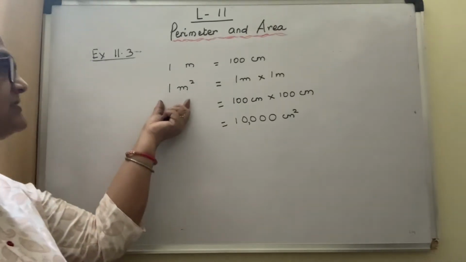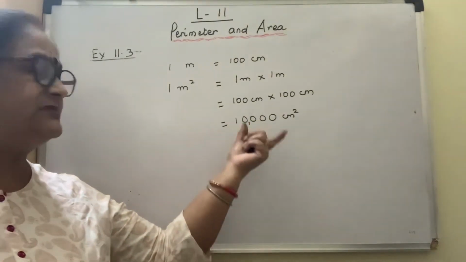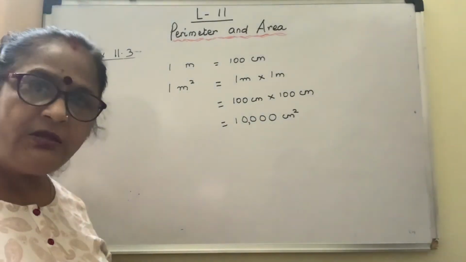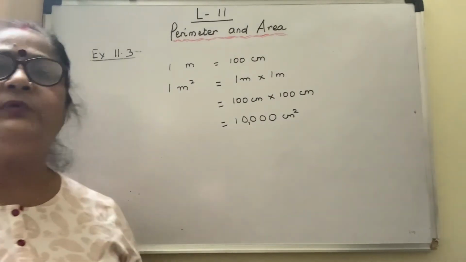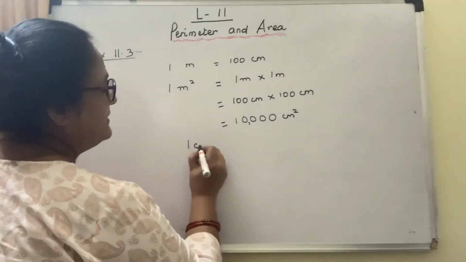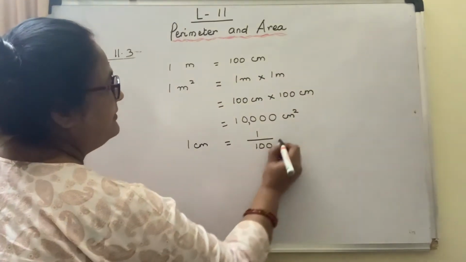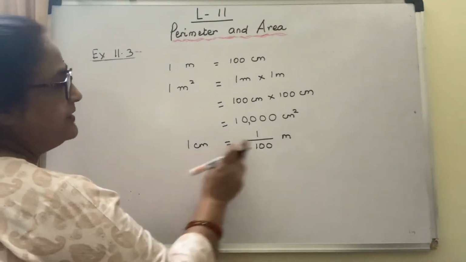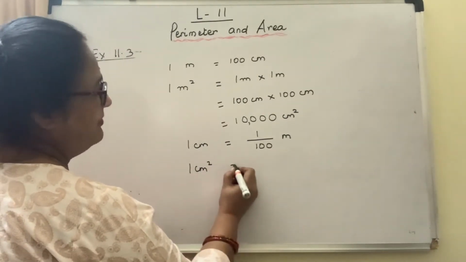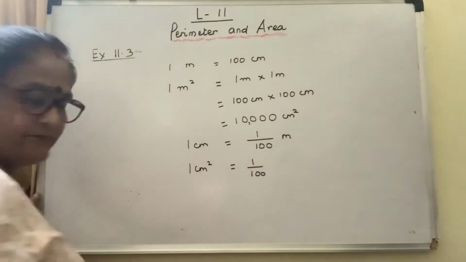Now from a greater unit to a smaller unit, the value becomes more because we are multiplying. But if it is from a smaller unit to a greater unit, we will be dividing. For example, 1 centimeter is 1 upon 100 meter. Smaller unit to bigger unit.